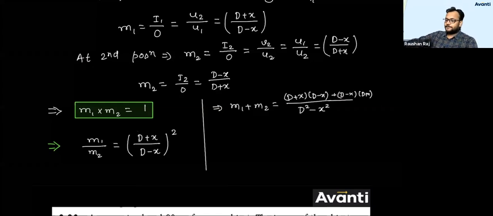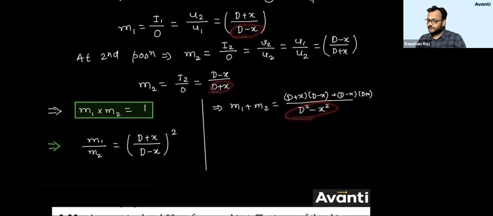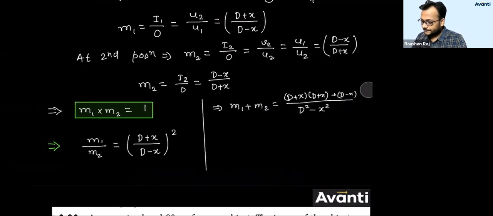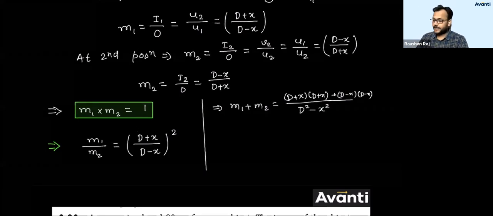Guys, are you following me? I'm just adding m1 plus m2. When I'm adding these m1 plus m2, multiplication of this will be the LCM. So in the first term, m1 वाले term में क्या मिल जाएगा, d plus x into, sorry यहाँ plus मिलेगा and here minus मिलेगा, like this, correct है? So this is the answer that I'm going to get.